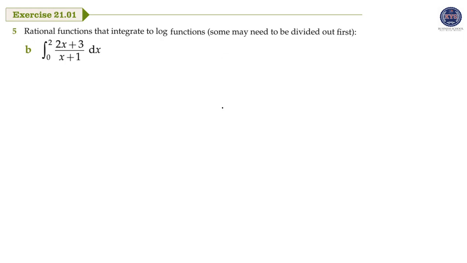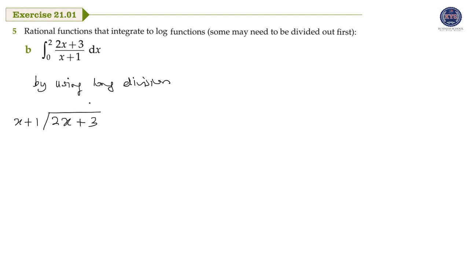Okay, how about question B? Question B, they start with the integration of a quotient, which is two function that divide to each other. So therefore ini boleh gunakan long division lah. So by using long division, okay, so you wanted to divide 2x plus 3 with x plus 1.